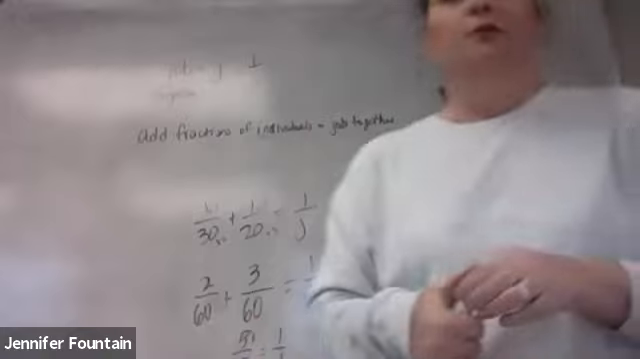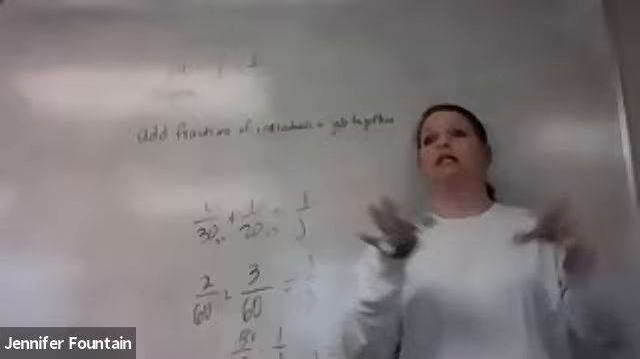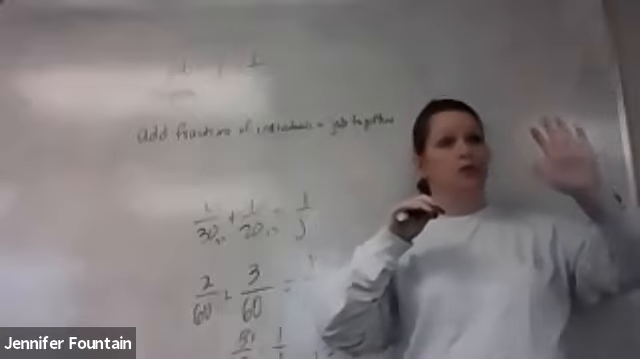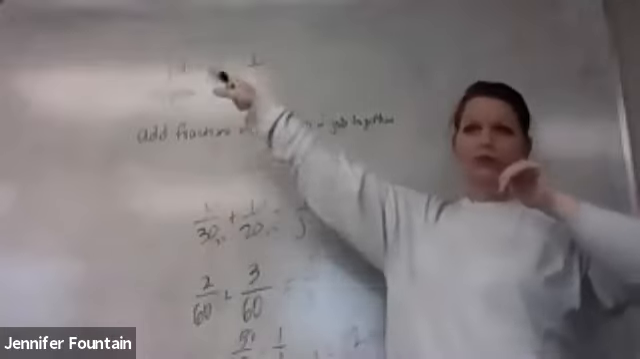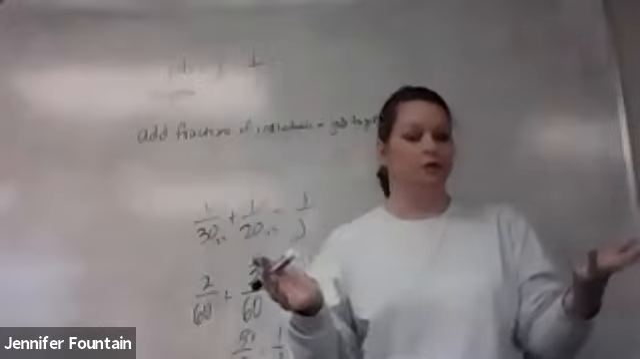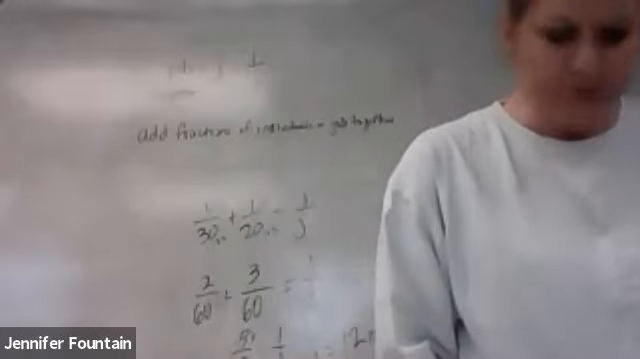So work problems, I'm going to set up 2 fractions that represent each individual, each machine, each whatever individually. It's always going to be 1 over whatever the number is you've been given, and it's going to be equal to 1 over j, and then you just solve. Okay, so those are work problems.